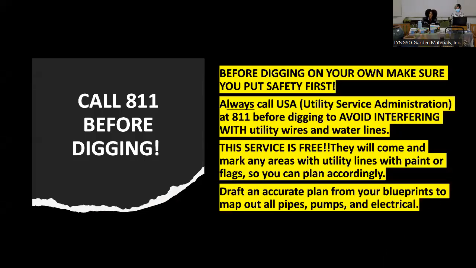One thing to note before you dig on your own is to always put safety first. It's hard to tell where your utility lines are. So if you call this number here, they will come out to your property if needed, and they will flag or mark with chalk the areas where you have water lines or utility wires, so you can avoid digging and interfering with any of those things. After you do that, you can draft an accurate plan, mapping out where all your pipes, plumbing, and electrical will go, so you can make sure you're not digging in the wrong area.